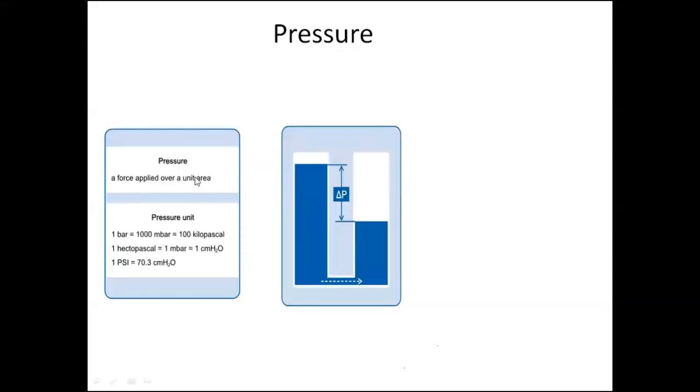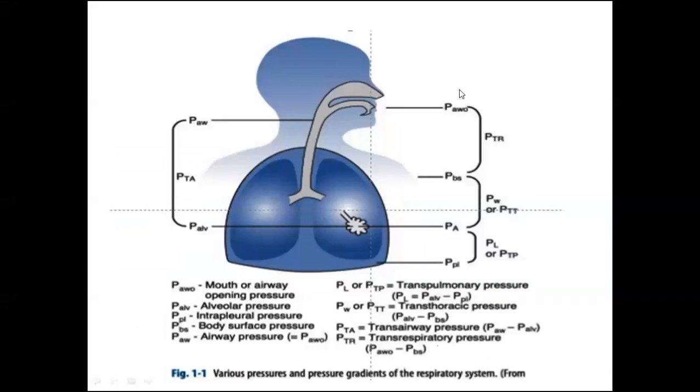Pressure is the force applied over unit area. It is measured in bars, kilopascals, centimeters of H2O. There are so many units for measuring pressure. The pressure difference between two areas is delta P, or pressure gradient. That's all, it is a difference. And we need to know about certain pressures in respiration. So you start here. My arrow mark is moving.